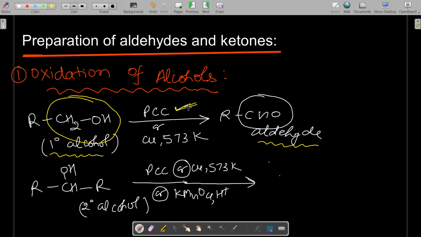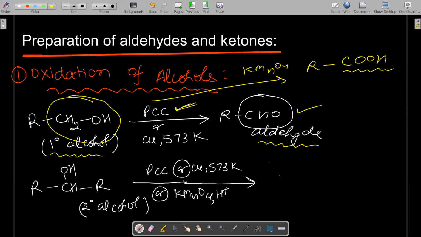What is the full form of PCC? Pyridinium chlorochromate. If we add a very strong oxidizing agent like KMnO4 to this primary alcohol, then instead of aldehyde, what do we get? Carboxylic acid. So for preparation of aldehyde, we have to add PCC to 1 degree alcohol. Or we can also add copper catalyst at 573 Kelvin. Or we can add silver also, but silver is very expensive, so we prefer copper.